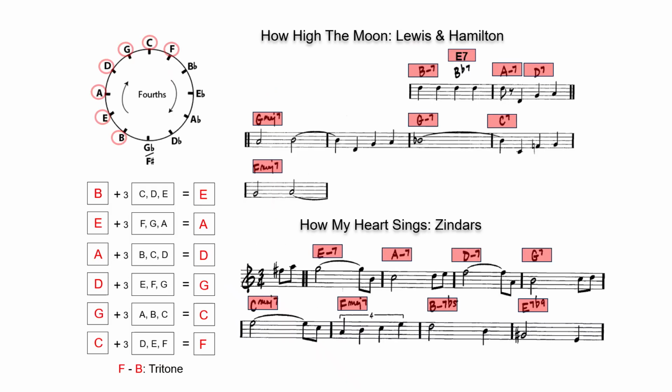Here are 2 jazz standards that show chord root movements in perfect fourths, with one exception. In the second song, the root movement from F to B is an augmented fourth.